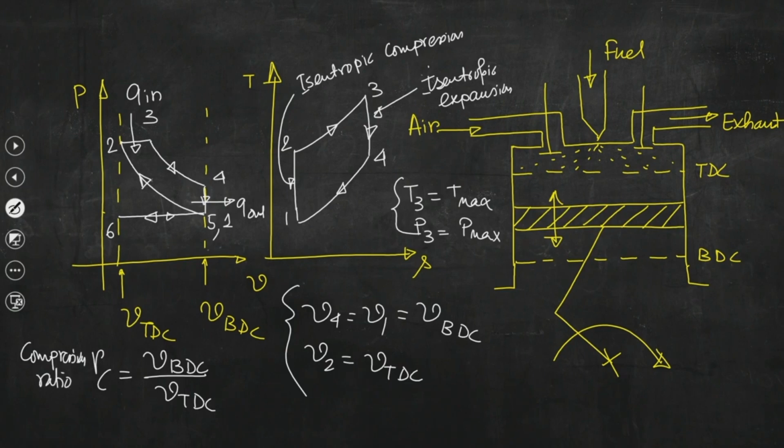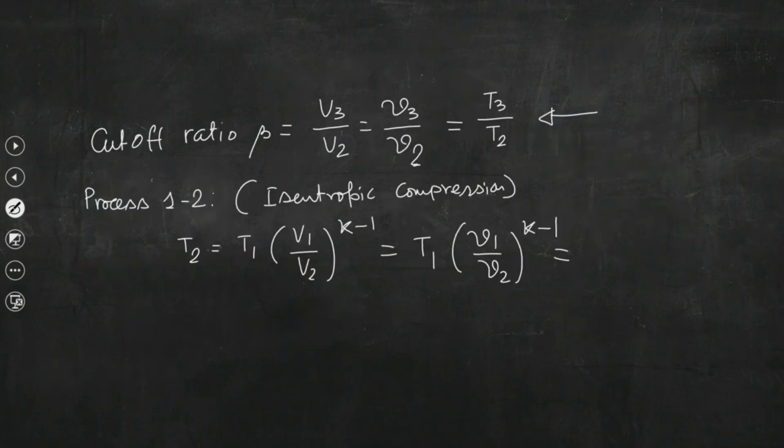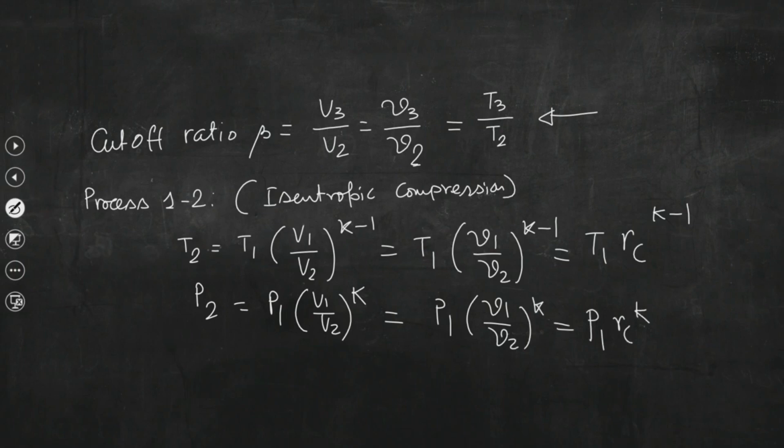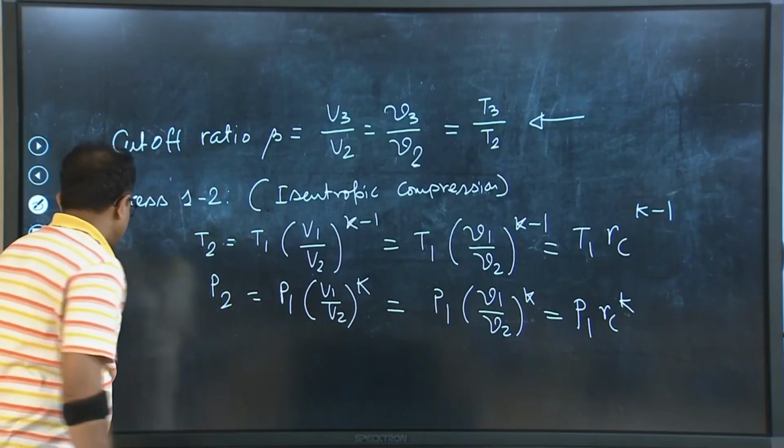Compression ratio. So, that is T1 into rc power k minus 1. Similarly, we can write P2 equal to P1 into V1 upon V2 power k, equal to P1 into small v1 upon small v2 power k, that is P1 into rc power k, right. And what is the work done? Because this is the compression process, we need to supply work into the system.